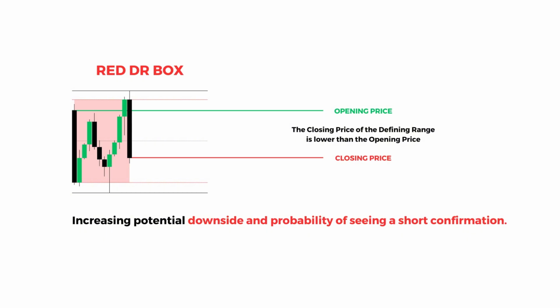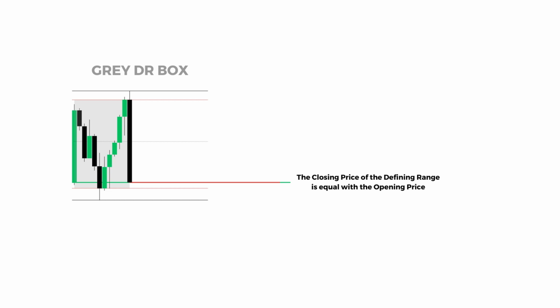On the other hand, a red DR box forms when the closing price is lower than the opening price, hinting at potential downside and a short confirmation. In rare cases, you might see a gray DR box where the opening and closing price are equal.